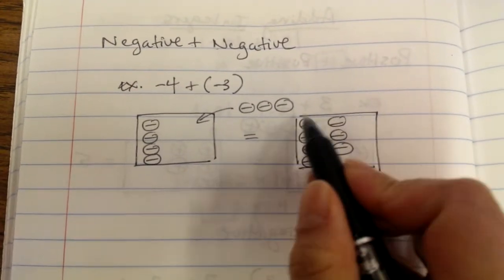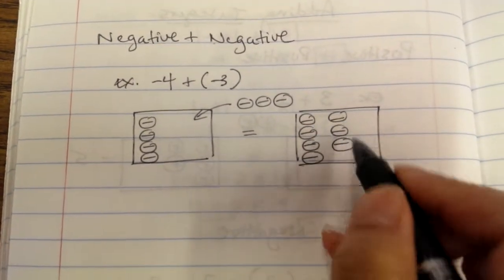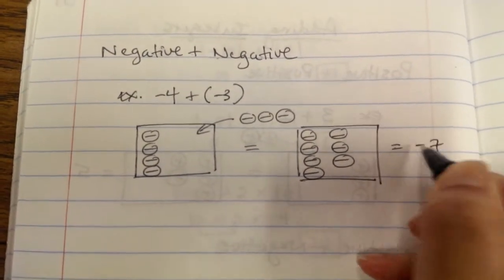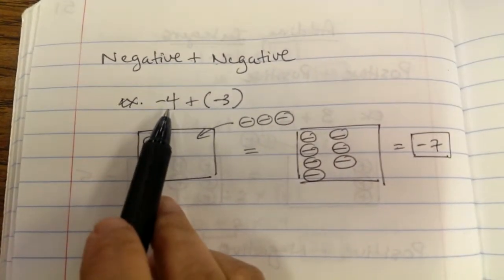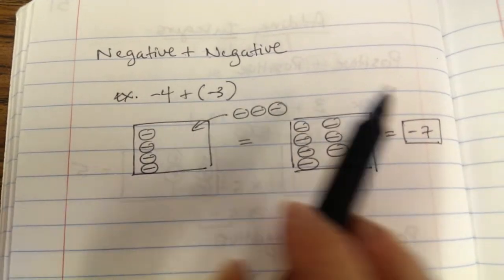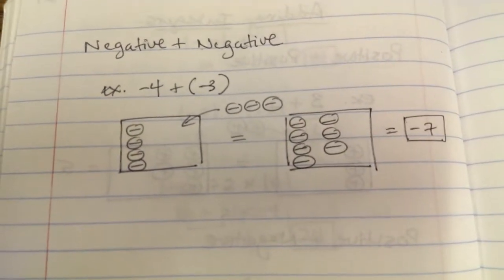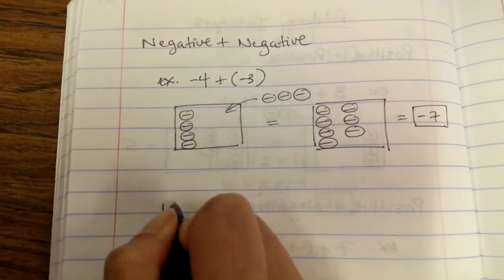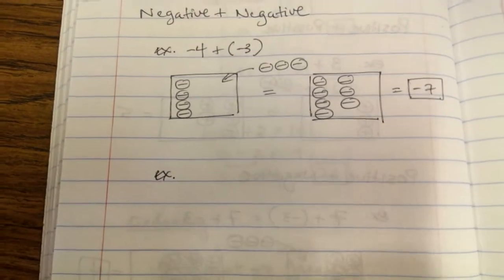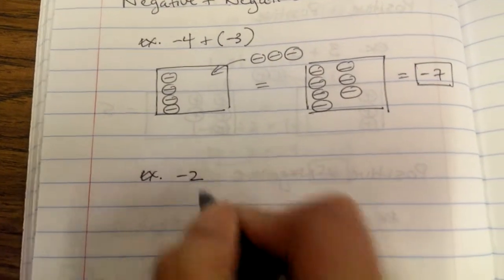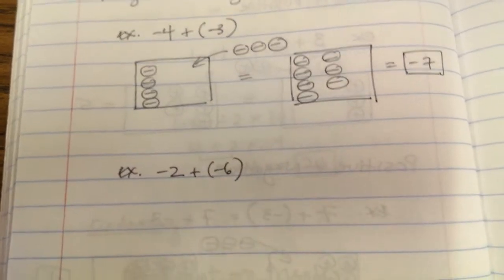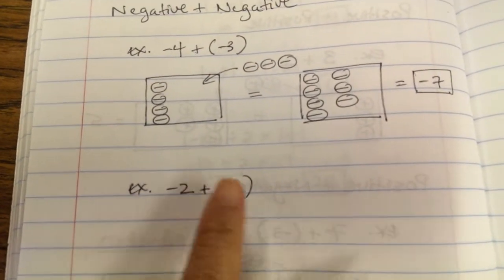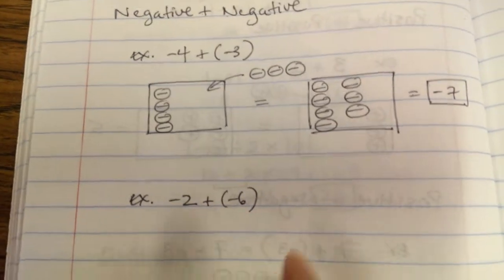So here, how much do you owe now? You have 7 negatives, so you owe $7. Okay, that makes sense because if you owe one person 4 and another person 3, then altogether you owe 7. Let's do one more example like this. Let's say this time we have -2 plus -6. So here you owe $2 and then you owe another $6.